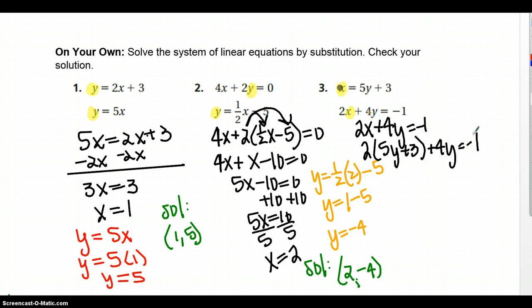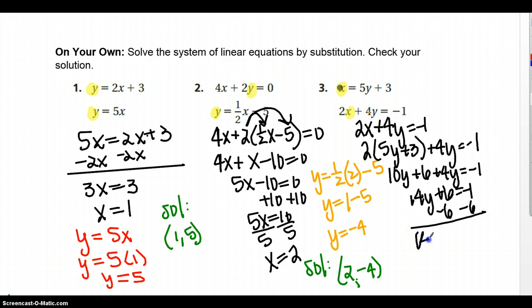Then I need to distribute. So I have 10y plus 6 plus 4y equals -1. Combine my like terms. Subtract 6 from both sides, and I have 14y equals -7. Divide both sides by 14, and y is equal to -1/2.